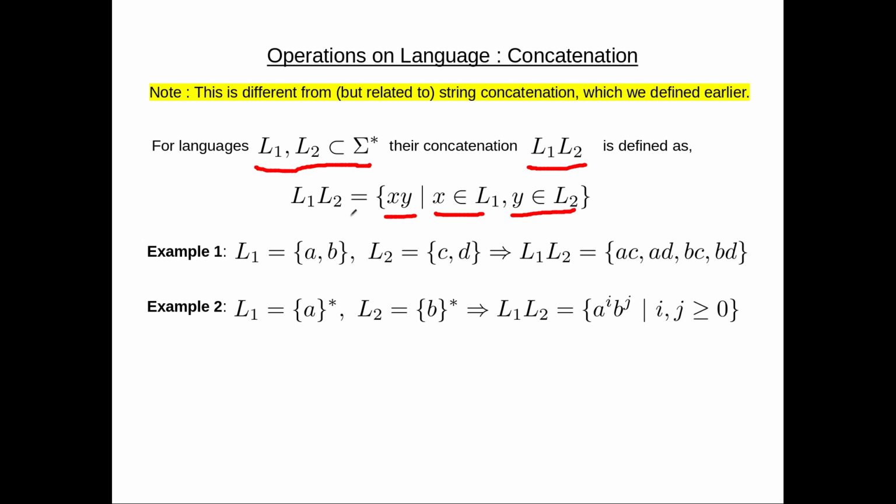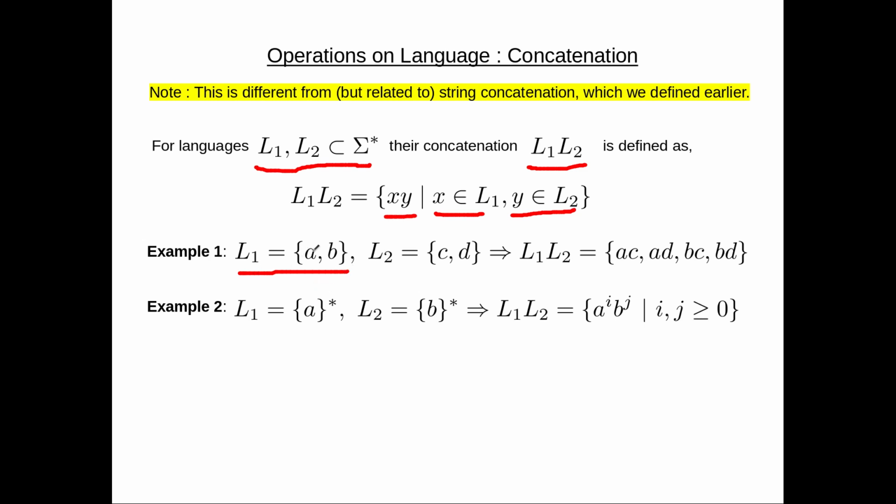Now this L1, L2 can be disjoint, they can have some overlap, they can be equal, but whatever they are, this concatenation is always defined, and whatever you get using this will be the concatenation of L1 and L2. So here I have taken L1 as just this language. So this looks like an alphabet, but that's okay, right?